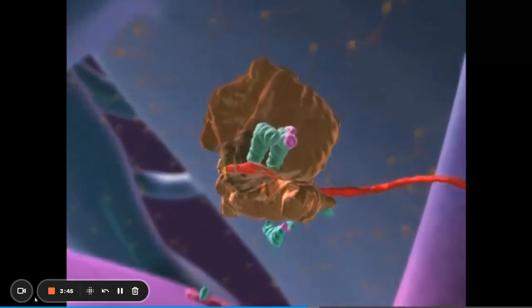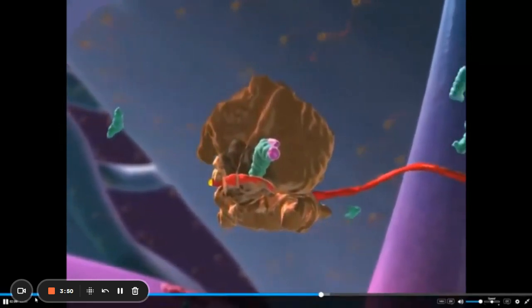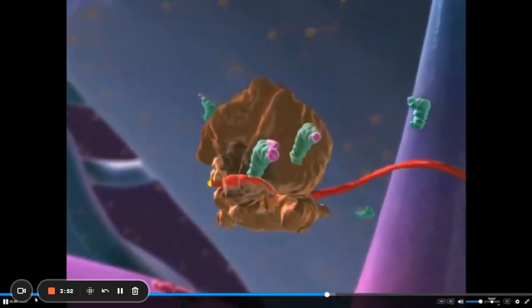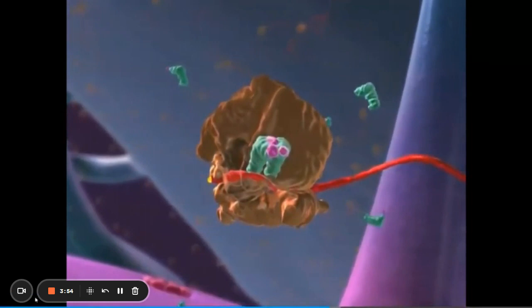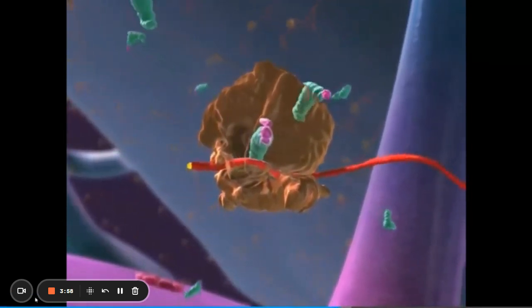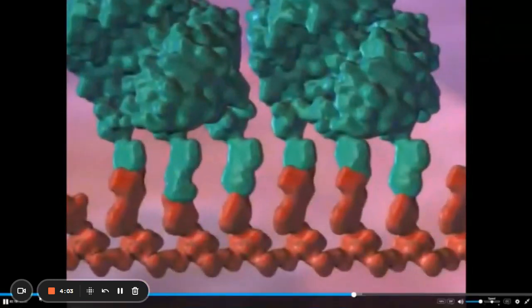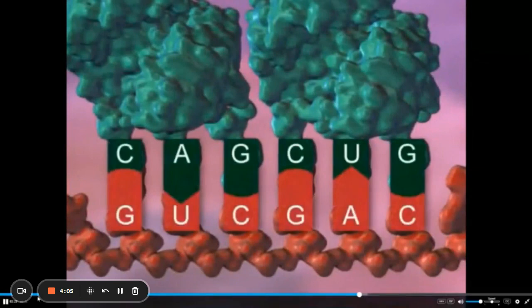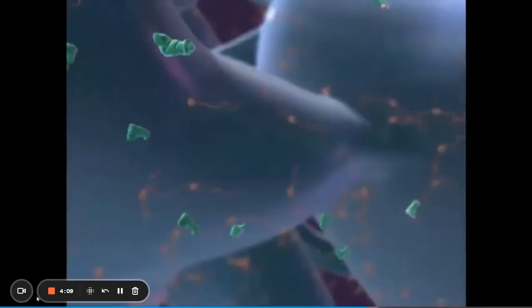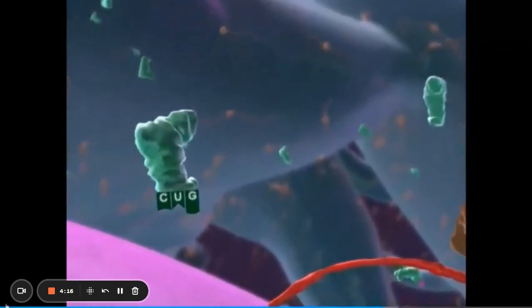The mRNA shifts, and the first tRNA leaves. A new tRNA brings another amino acid. The ribosome helps to form a new bond, and the process is repeated. Notice that one end of a tRNA molecule has a set of 3 bases, called an anticodon, that pairs with complementary bases on the mRNA. The other end of the tRNA carries a specific amino acid. Different types of tRNAs carry different amino acids.